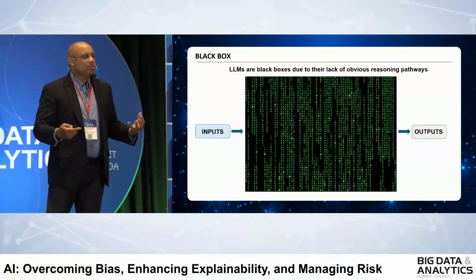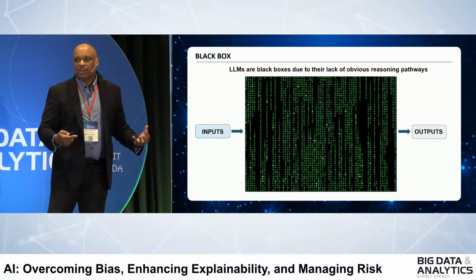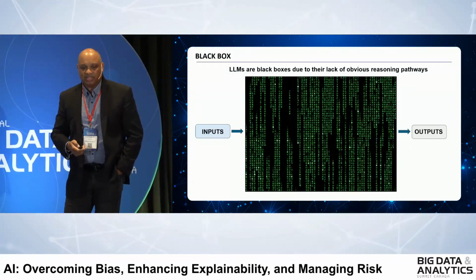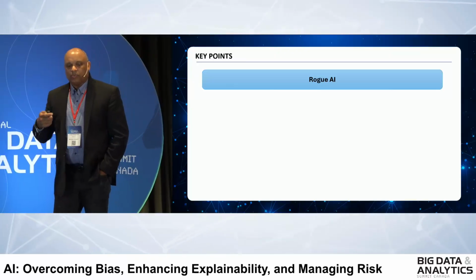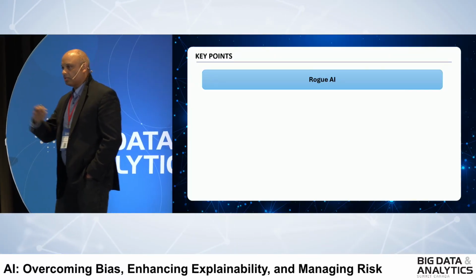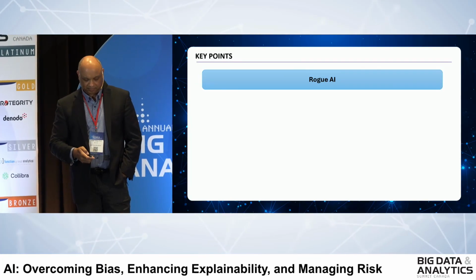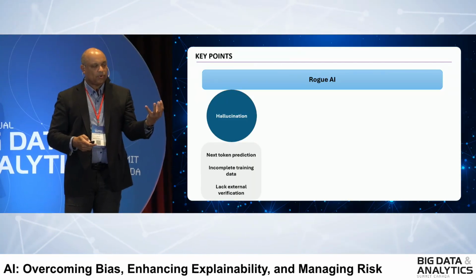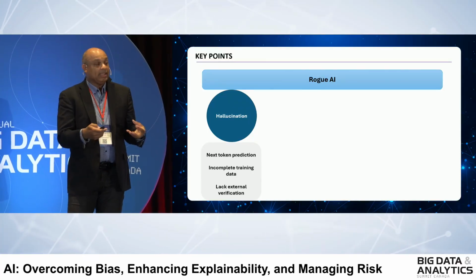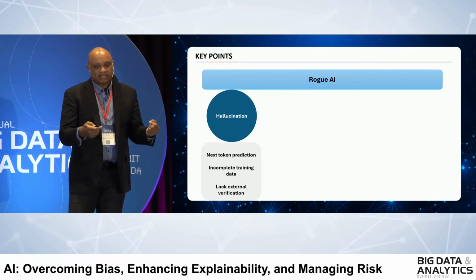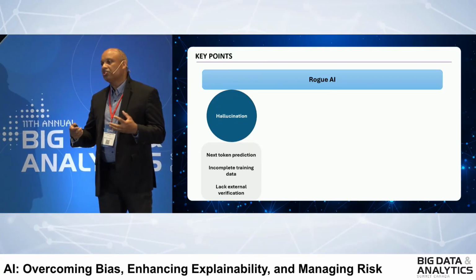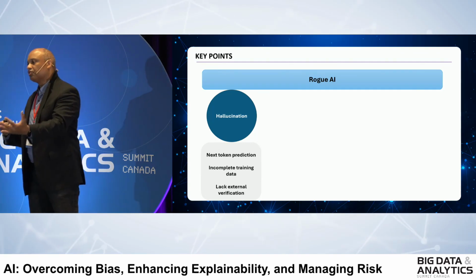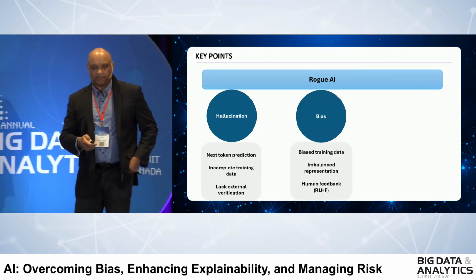You can't read the numbers and come to some conclusion as to where this knowledge came from. So that's that black box. There's no reasoning pathways that you can easily see. So what we have here is something called rogue AI, which is caused by those issues that I just described. And hallucination, essentially, is caused by next token prediction. It could be caused by incomplete training data as well, and that's pretty common, and lack of external verification. Unless you're really verifying the output of the model, it's very easy to fall into the trap of believing what the model is telling you.